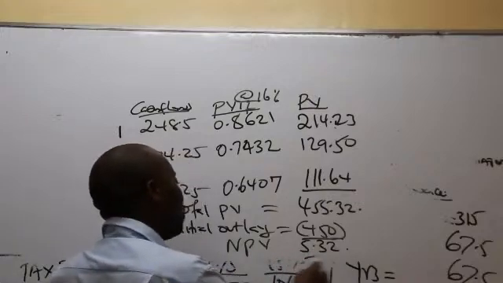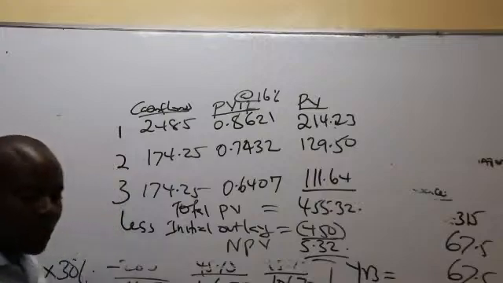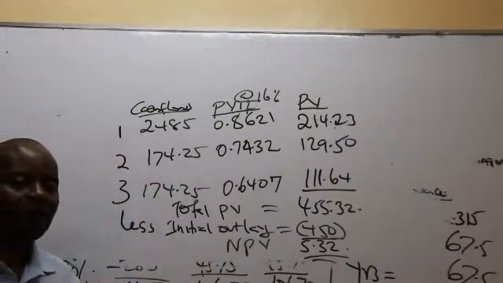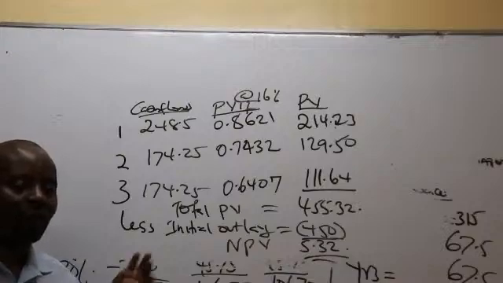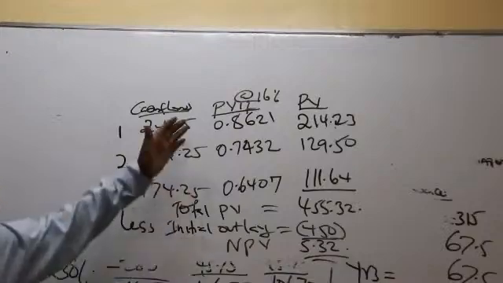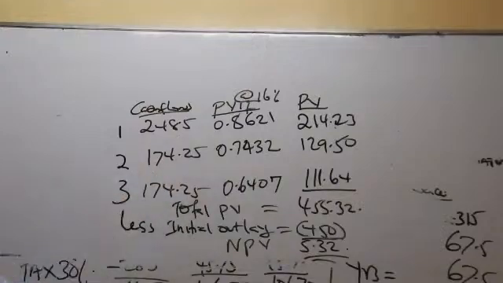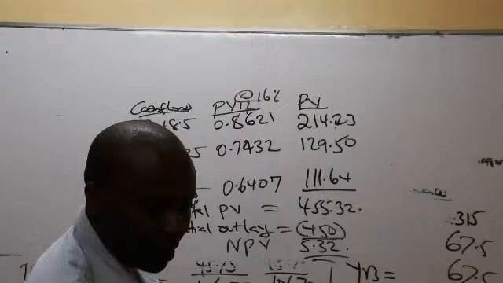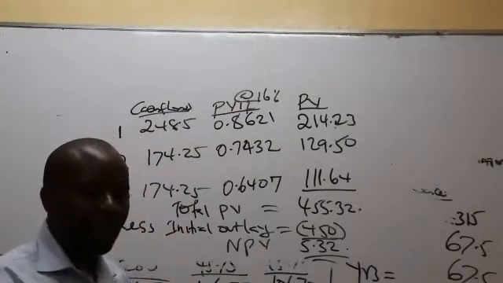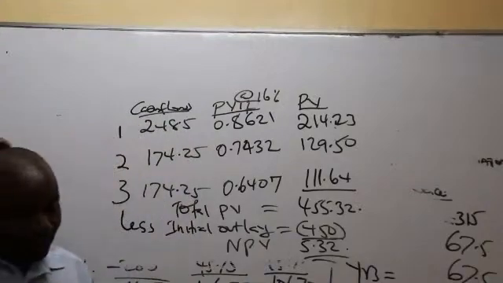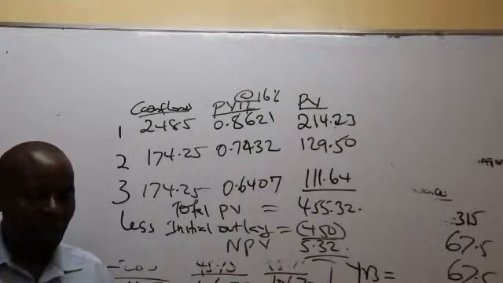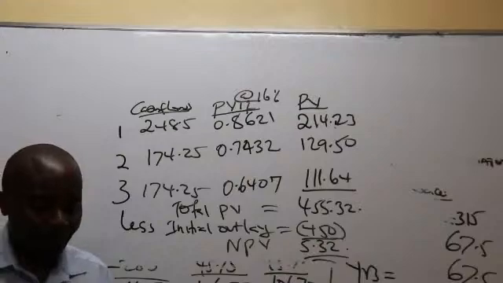Now allow Mwalimu to remind you something here. What if we had a scrap value of 10 in this question? Here on this table, how would you have addressed the issue of 10? If you are told that at the end of the third year there's a scrap value of 10, how would you have handled that 10?